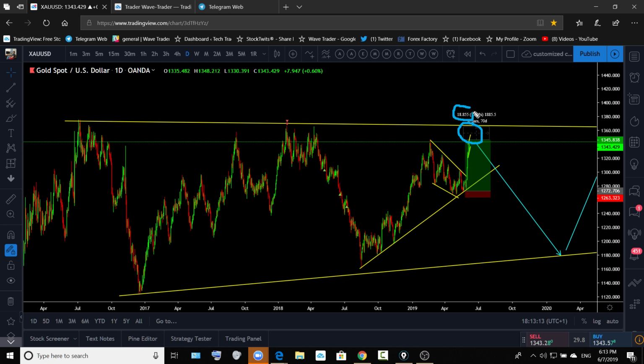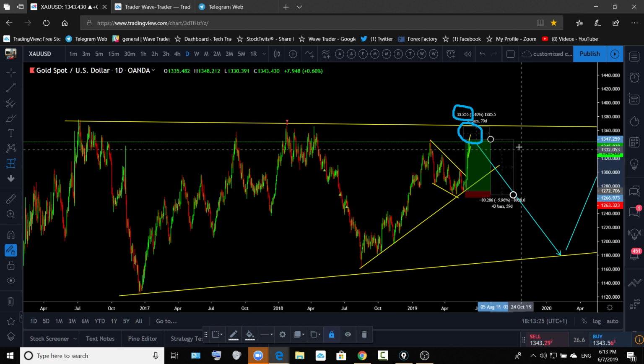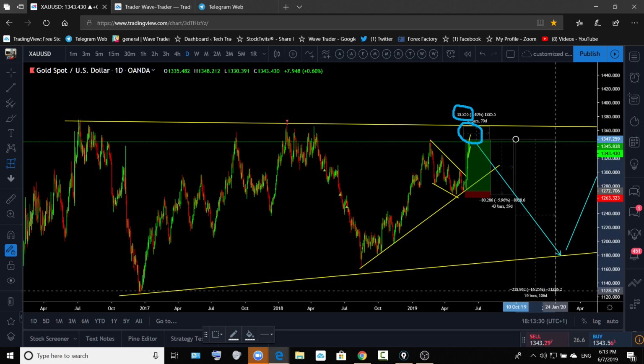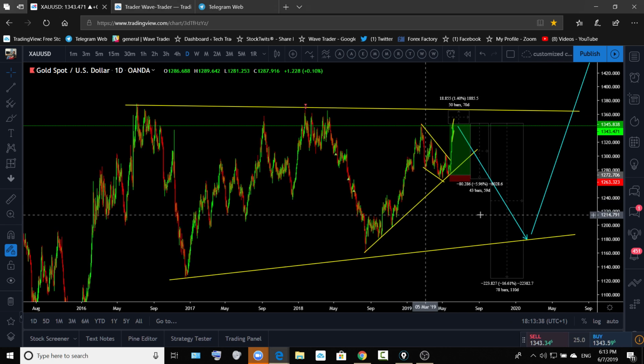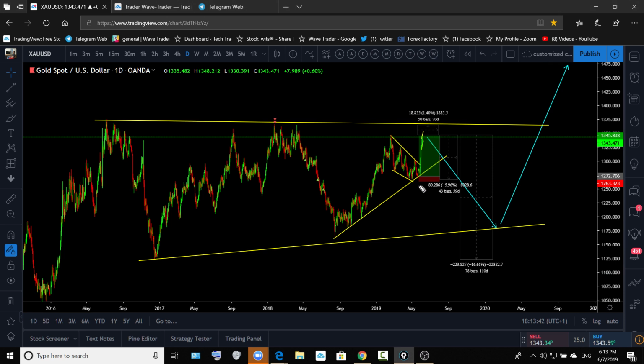So should I care about this $20 move, or should we care about this $80 move or this $220 move? Now guys, let me know which move should we care about, either this $20 move or this $80 move or this $230 move. Anyone can help me? Should I care about this $20 or this $80 or this $223?